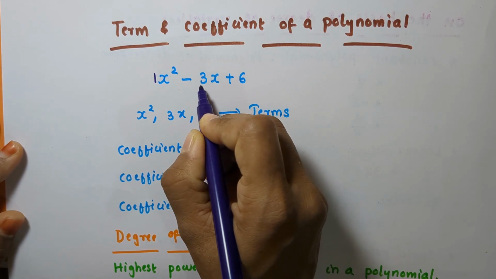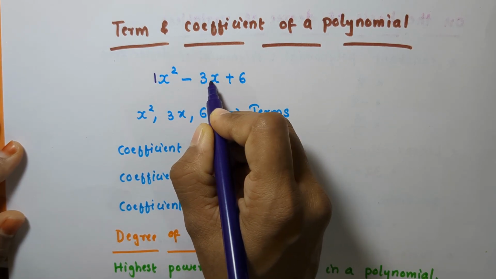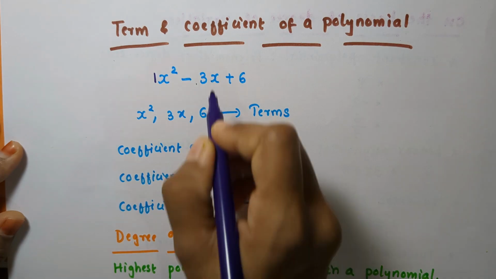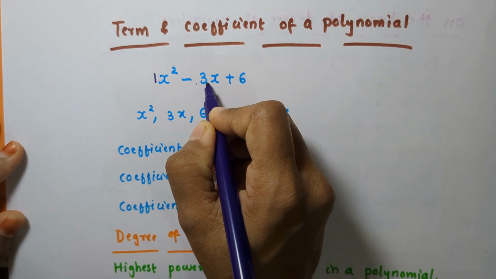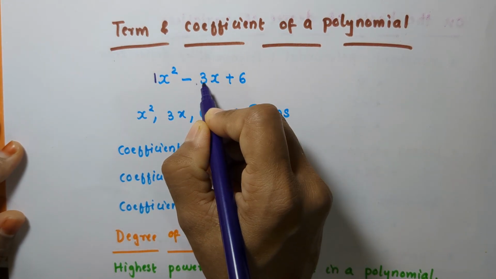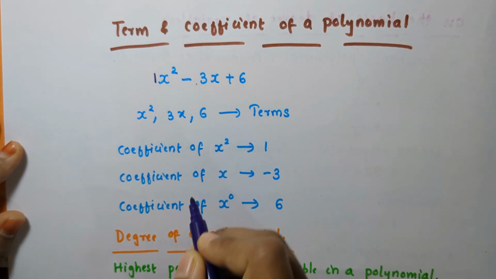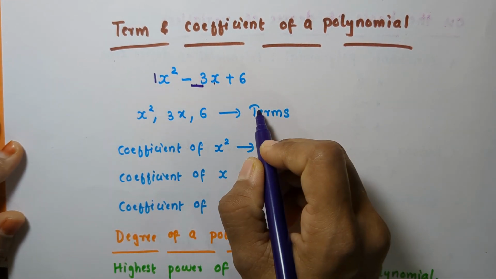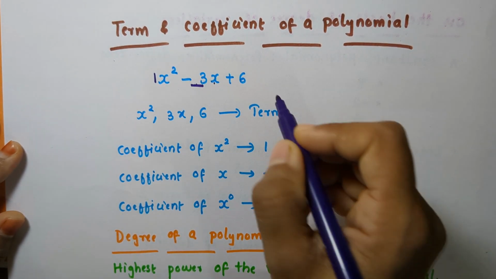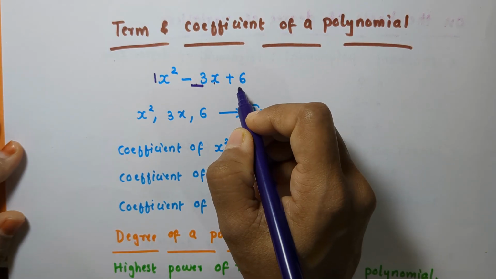So here you see minus 3x. So this is minus 3x. So the constant associated with this variable is minus 3. So the coefficient of x is minus 3. Okay, similarly 6. This is a term.